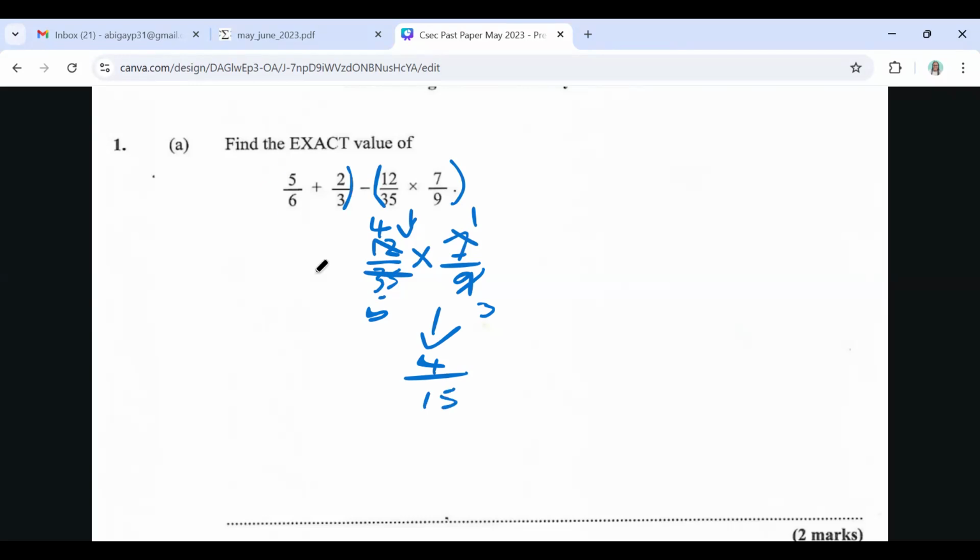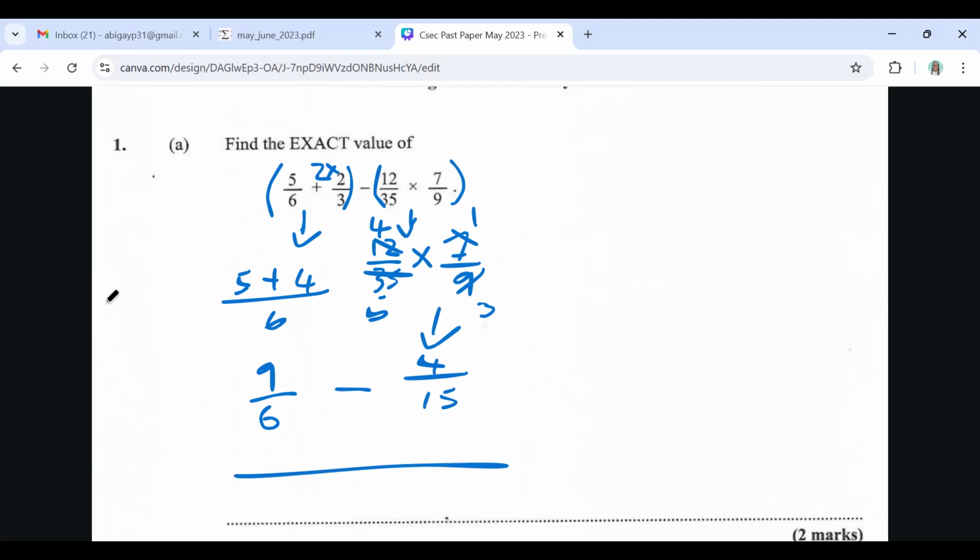So we're going to do on the other side, addition. We have to find the lowest common denominator, which is 6. And then 6 times 1, 6. 3 into 6, 2 times 2, 4. And that will give us 9/6. And all of that we're going to subtract. So we're going to find back the lowest common denominator of 6 and 15.